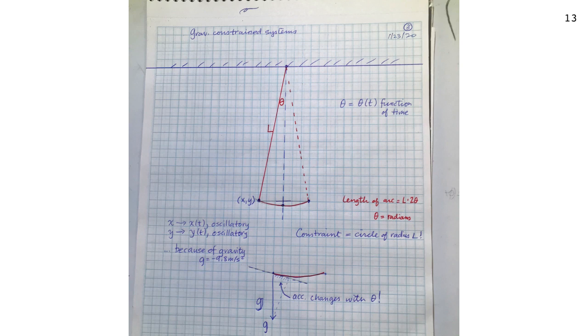So that means here's the component of the acceleration along the arc, along the path of motion. The problem is that this acceleration, so I'll highlight it here with little hatch marks, changes with theta. So that makes it a little more complex.